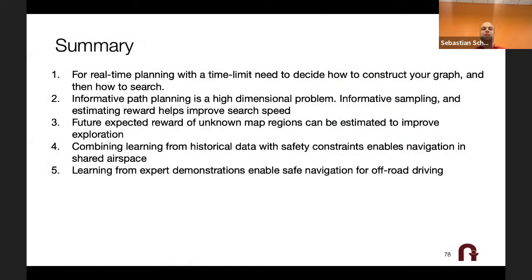So to summarize, I wanted to just give you a quick introduction on putting some of this planning work in context, how we can use this for informative path planning, and then talk about reward function learning in a couple of different ways. And then we talked about learning from expert demonstration to enable safe navigation for off-road driving. And so I went a little fast on purpose so that I can leave a lot of time for questions.